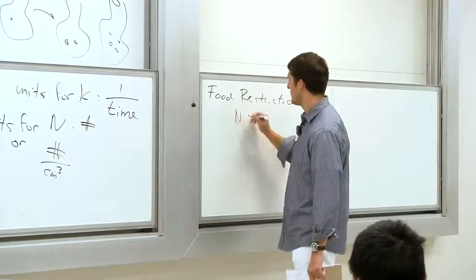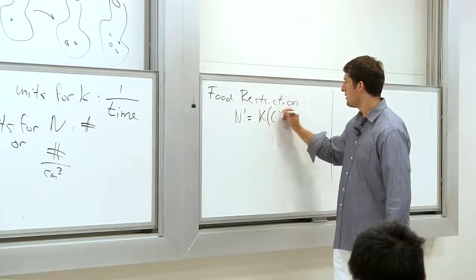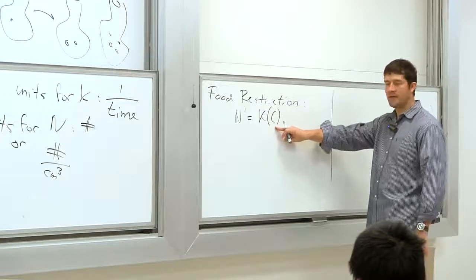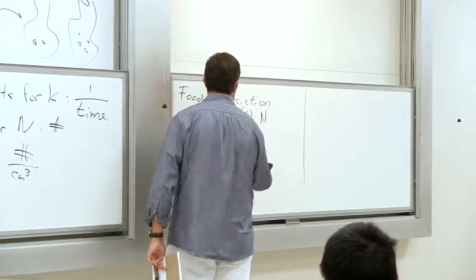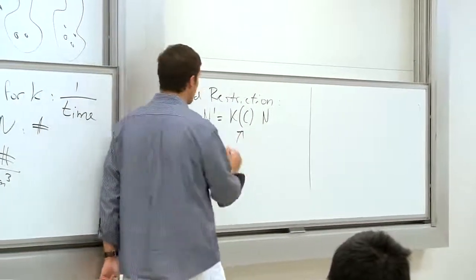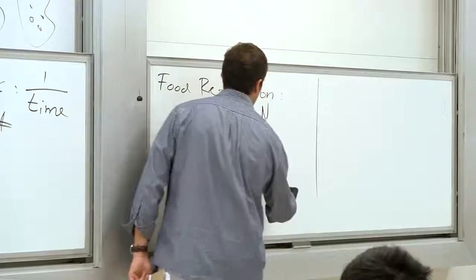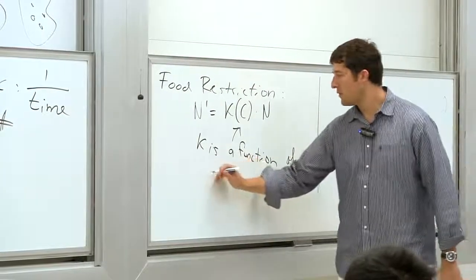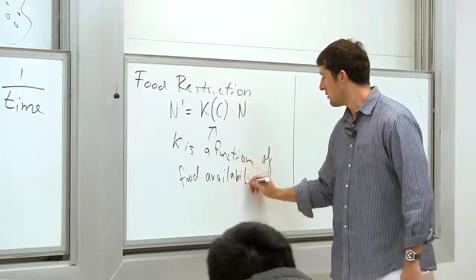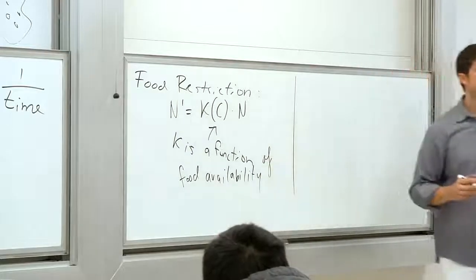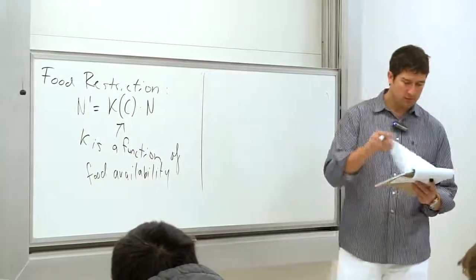Okay. So now let's suppose that k is dependent on a variable c. So this constant k is not constant anymore. It's a function of food availability. Okay, and we're going to make an assumption about the food.